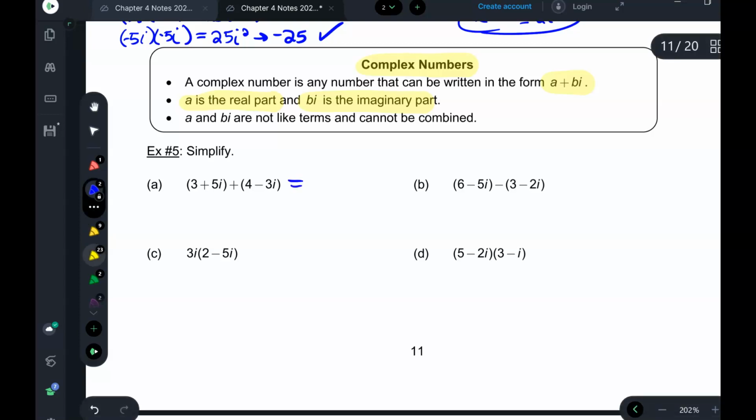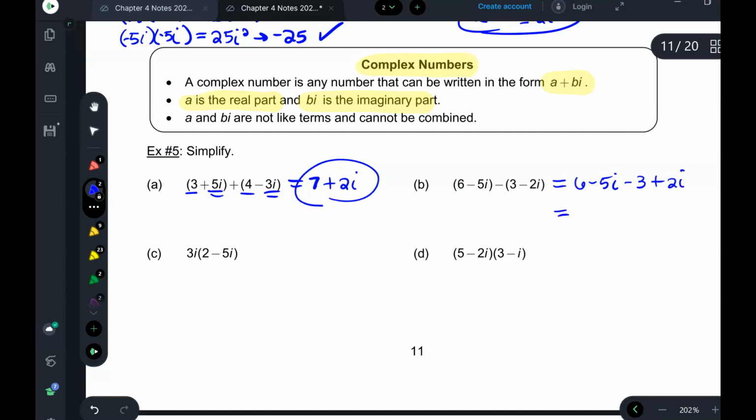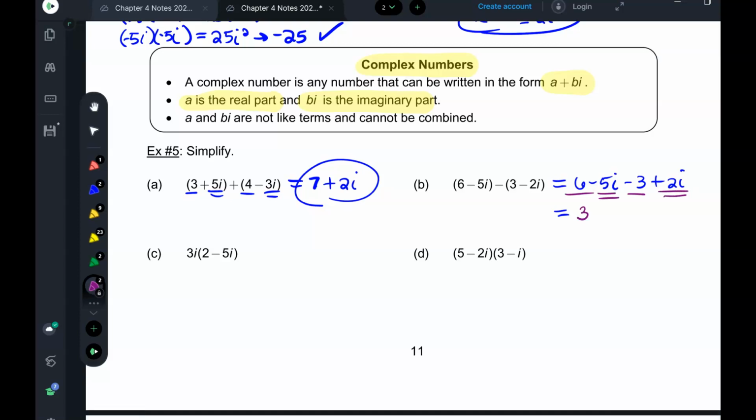So here we're just combining 3 and 4, and then 5i and a minus 3i. So 7 plus 2i. Good. Is that it? That's it. That's not so bad. What's the next one? I'm just subtracting, so just remember. It's going to be 3 minus 7. Wait, it's minus negative 2i, the opposite, so it's 2 plus... minus 3i. Yeah, minus 3i.